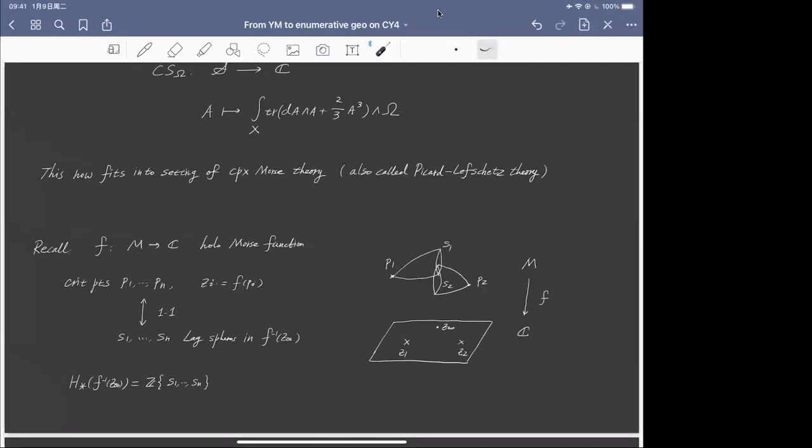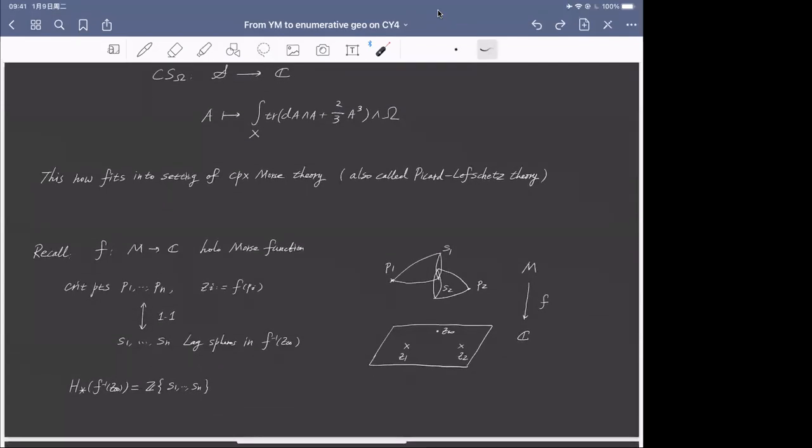Okay, so let me draw a picture of this setting. So we have this M and we have this C. So C is just the complex plane. Let's draw the critical values here, and let me draw the critical points here. So now the setting of this complex Morse theory is that we choose a generic point in this C, which avoids all the critical values. Then we consider the fiber of this map f.